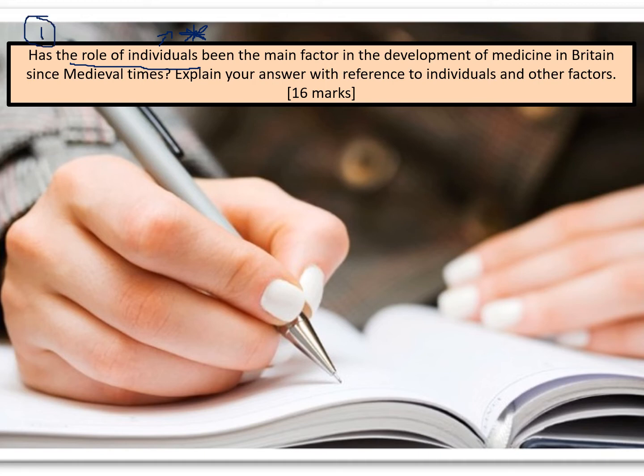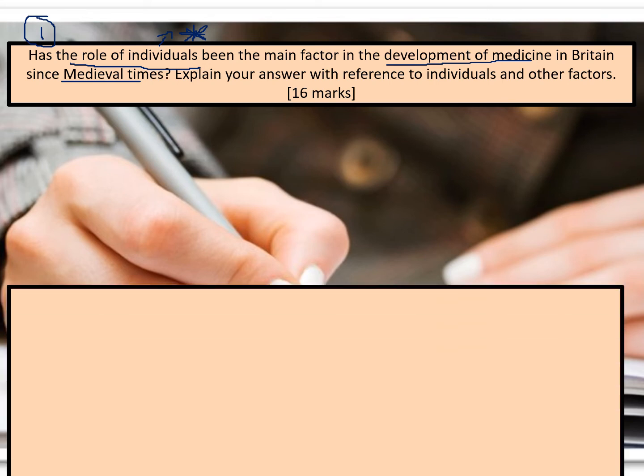Now, it's not just asking me to talk about the individuals, but it's asking me to think and focus on how individuals have helped develop medicine since medieval times. It'll always say something like that because they don't want to narrow the question. They want you to show knowledge of this 1,000 years of history that we have been studying. So you would have to write about individuals no matter what for your first paragraph, and then after that you could pick whatever 2 other factors you wanted for that question.